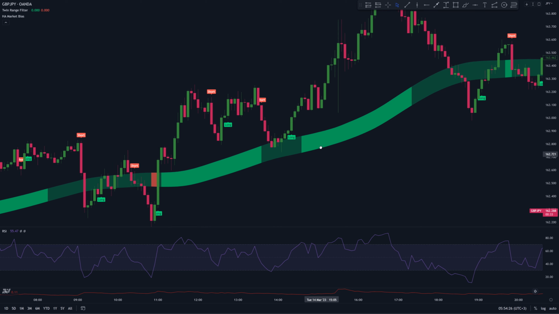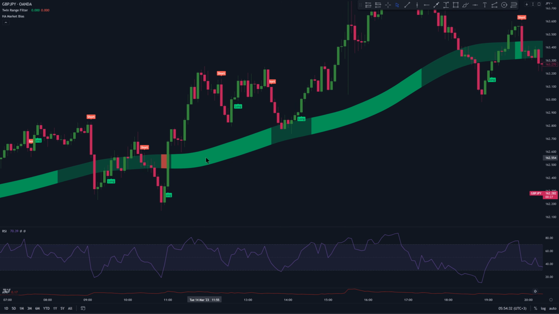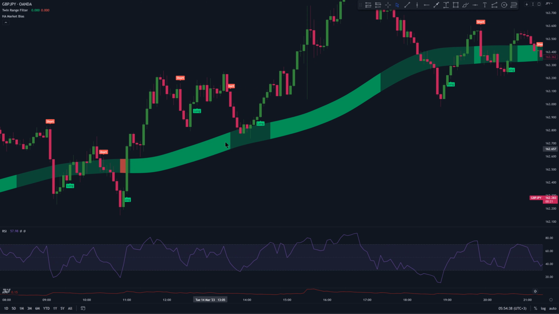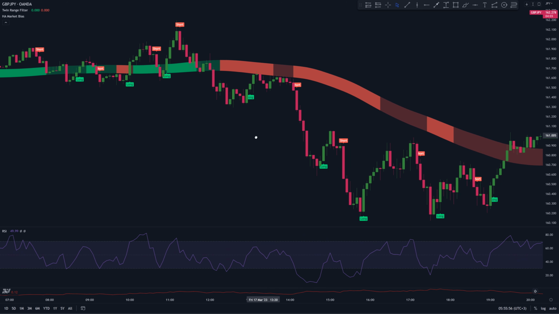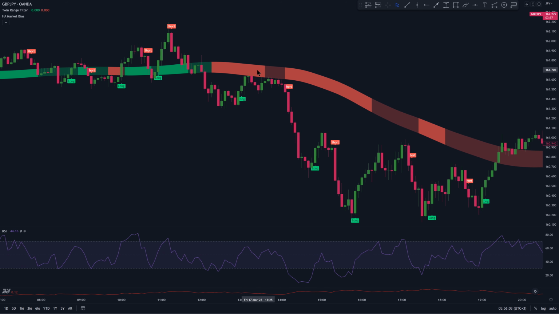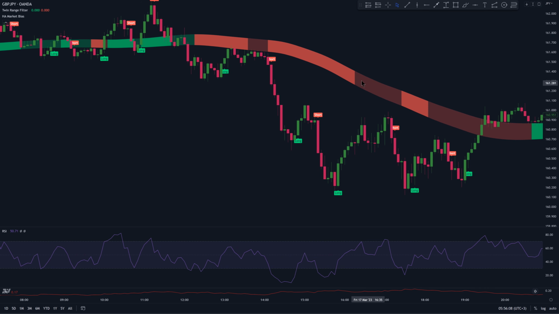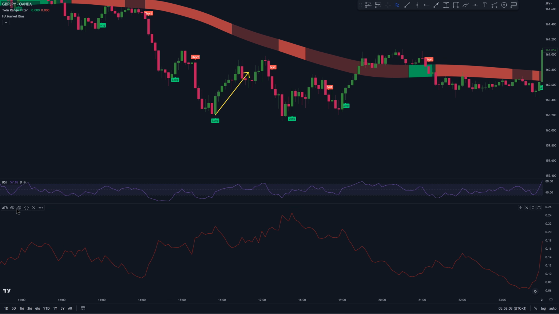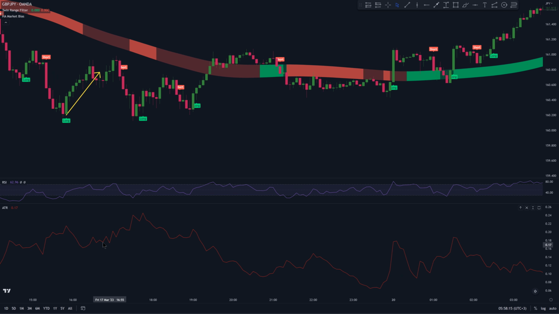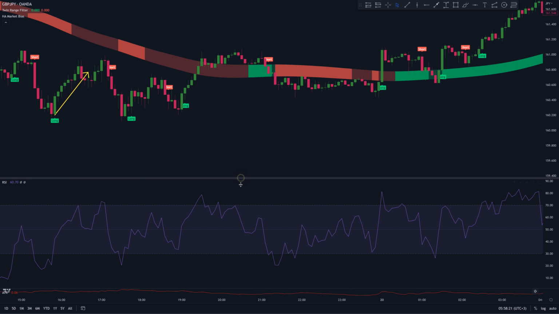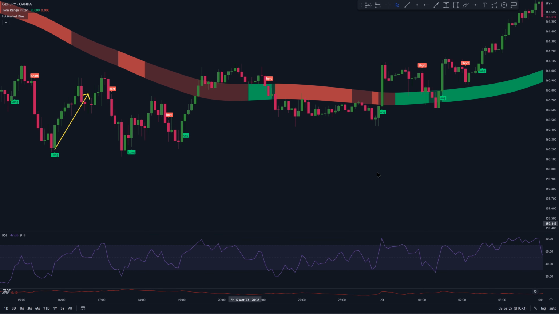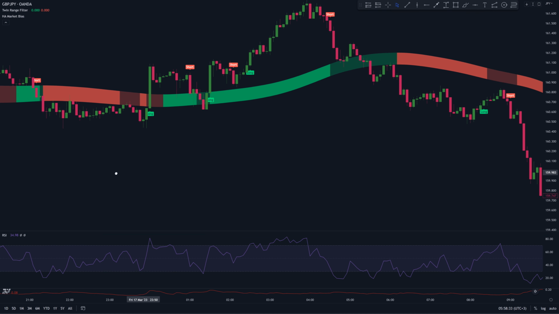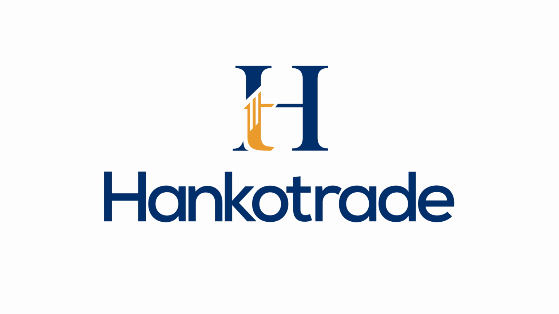In a bullish trend, the normal trend color of this trend ribbon is bright green. When the ribbon turns from bright green to dark green, that would mean that the market is in a pullback. In a bearish trend, the normal trend color is bright red. When the ribbon turns from bright red to dark red, that would mean that the market is in a pullback. Last but not least, the ATR indicator is going to be used to determine our stop loss levels. Now that we know how each indicator works, the next question is, how do we combine them to create a profitable trading strategy? Well, I'll tell you, just after introducing the sponsor of this video, hankotrade.